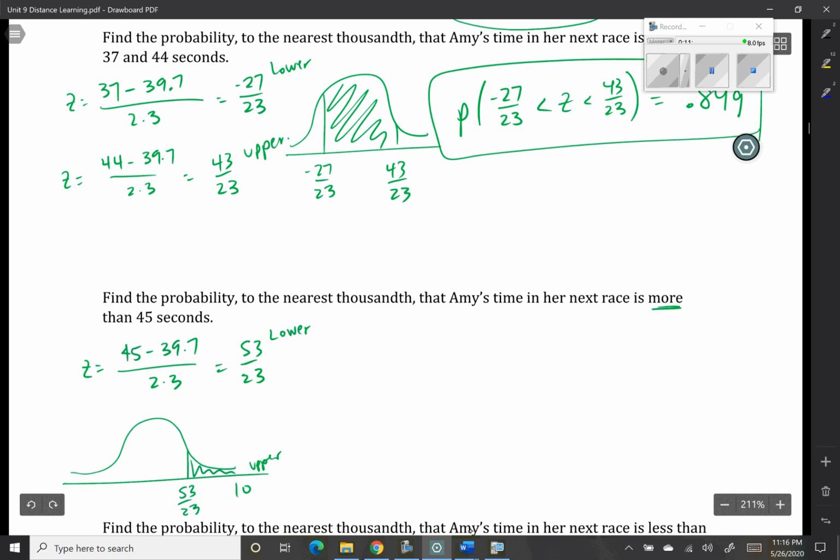So go ahead, type it in your calculator and see if you calculate the probability the z-score is more than 53 over 23. I'll do it along with you. So we'll make the lower number 53 over 23, the upper number 10. If you want to do more than 10, you can. It doesn't really matter. And we wind up getting 0.011. It says nearest thousandth, so we'll round to there. It's 0.0106, but the 6 rounds off. So there's your answer.